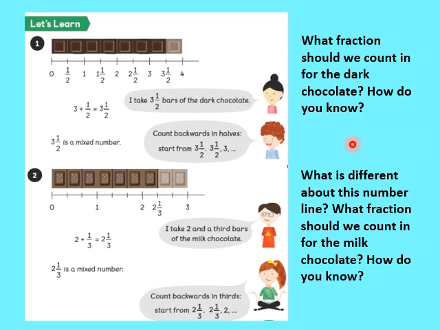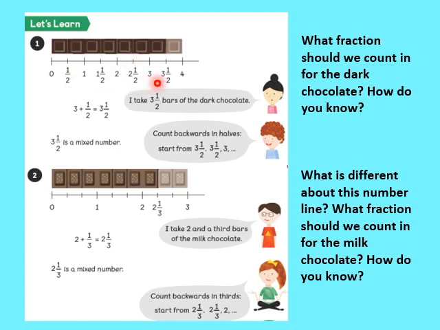Okay, so let's have a look. Here, Ruby says, I take 3.5 bars of the dark chocolate. That was one of the possible answers. But let's have a think. What fraction should we count in for the dark chocolate, and how do you know? If you think back to the in focus, the bars of dark chocolate were all split into two equal parts, and we can see this represented with the picture and with the number line.